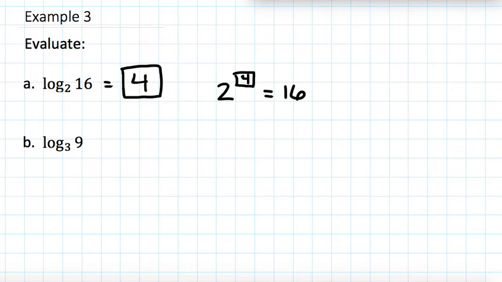Same process for part B. It's going to be 3 to what power equals 9? Well, I know that 3 squared equals 9, so the answer is going to be 2.